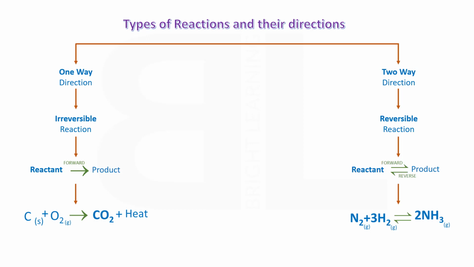Whereas in a reversible reaction, reactants react to form the products, and after some time, products react to form the reactants. As in the reaction, nitrogen and hydrogen gas react together to form ammonia, and ammonia gas decomposes back to form nitrogen and hydrogen gas. So this is a good example of a reversible reaction.